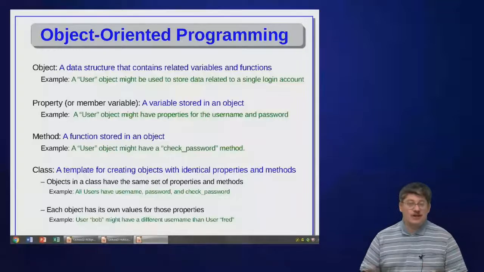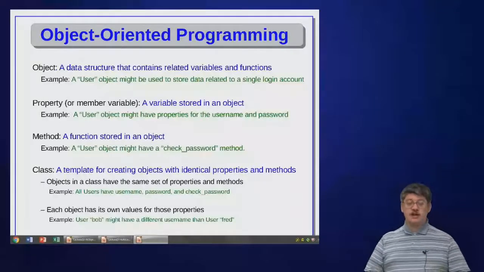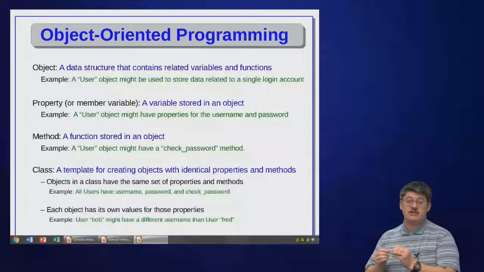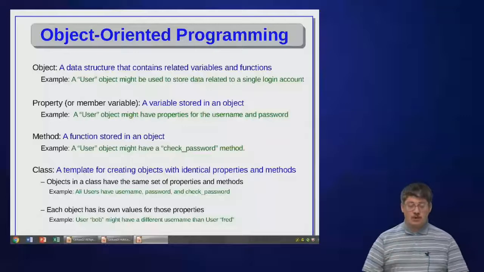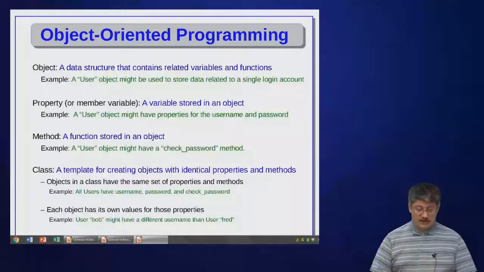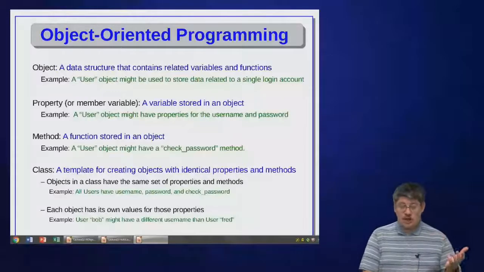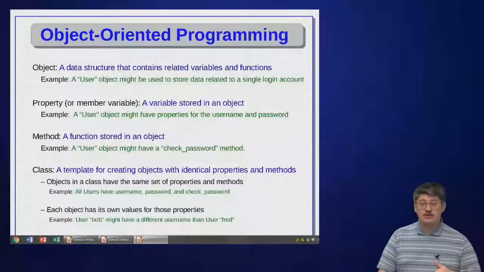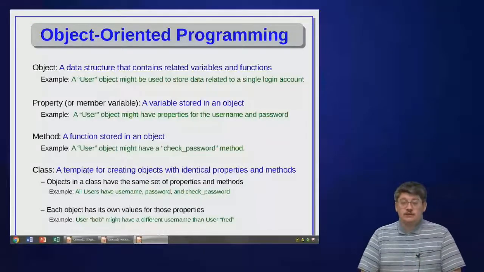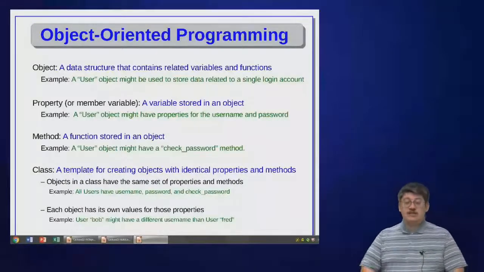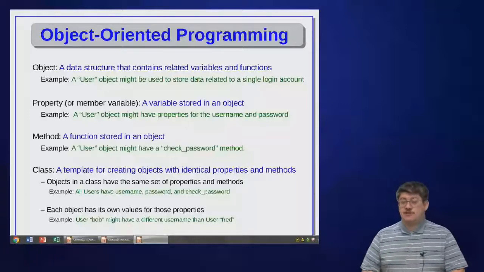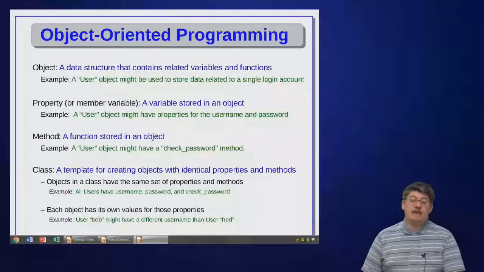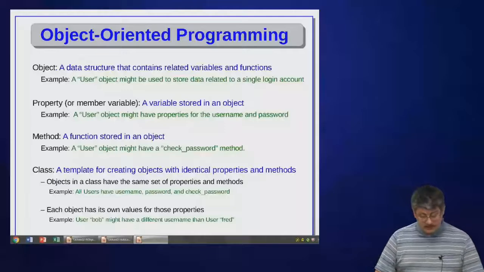There's a lot of terminology here, so bear with me. When we talk about a variable inside an object, we're going to use the word property. So a property is just another way of saying a variable inside an object. So for example, a user object might have a username property. A method is a function that's stored in an object. So for example, there might be a function that checks a user's password. And so that check password function could be a method of the user object.